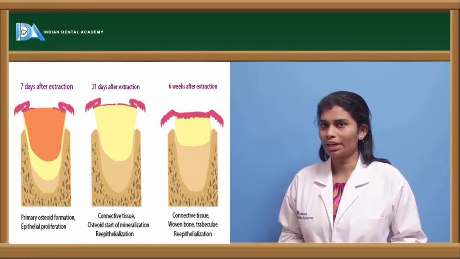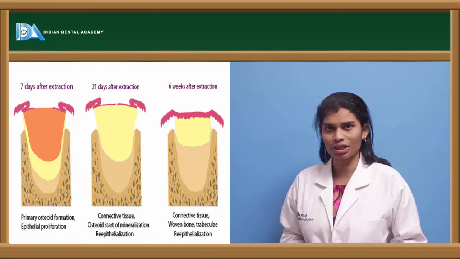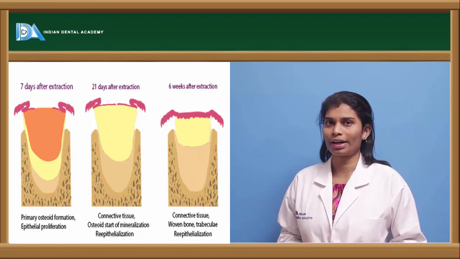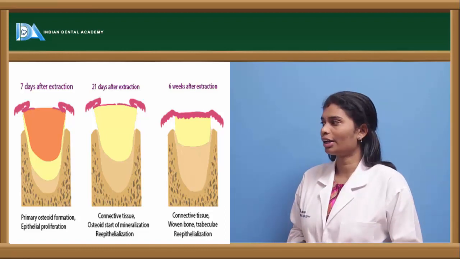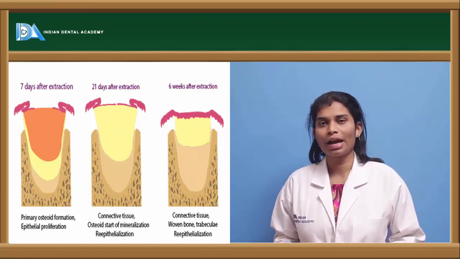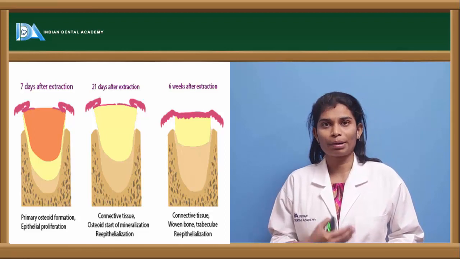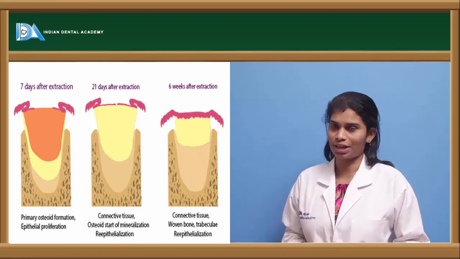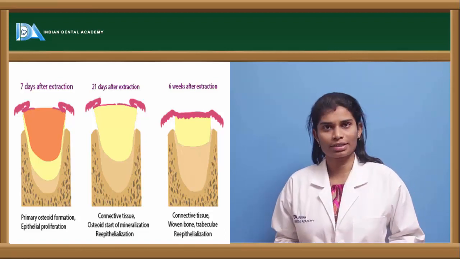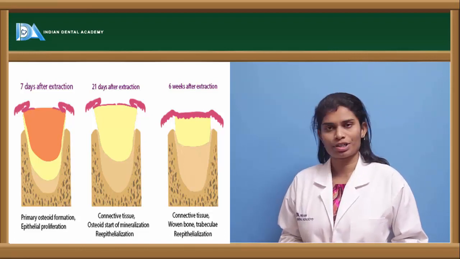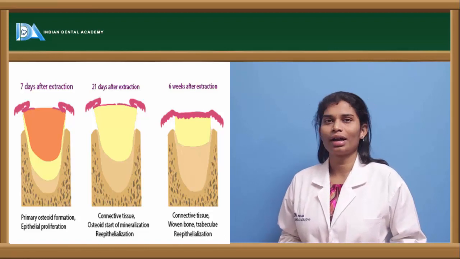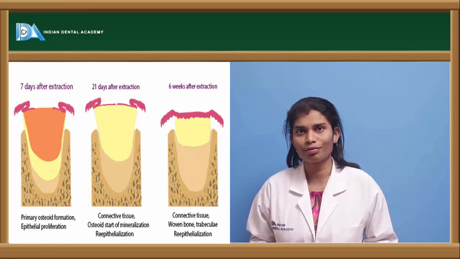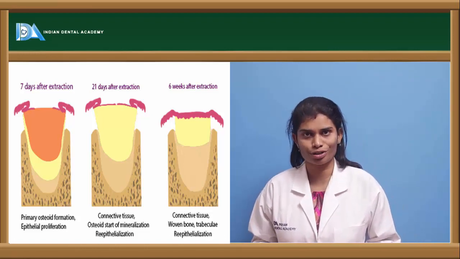days. When you check it at the 21 days after extraction, there will be slight amount of connective tissue formation, also continued epithelial proliferation and mineralization of the primary osteoid takes place. Coming to 6 weeks after extraction, there will be re-epithelialization, connective tissue formation and woven bone and trabeculae are also seen following mineralization of the primary osteoid.